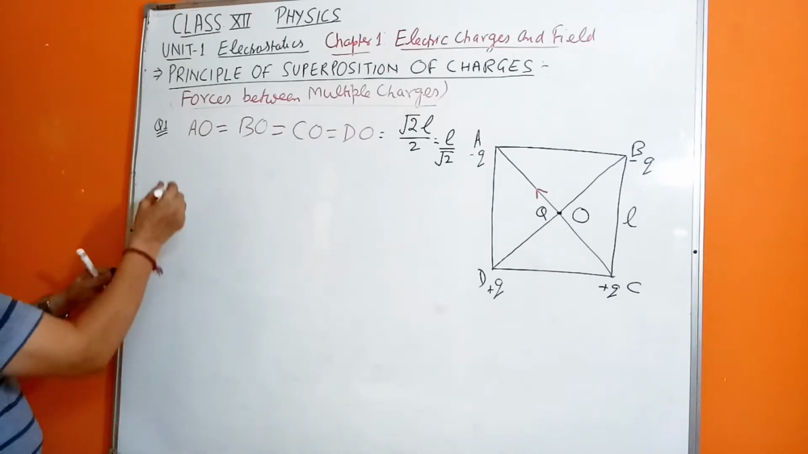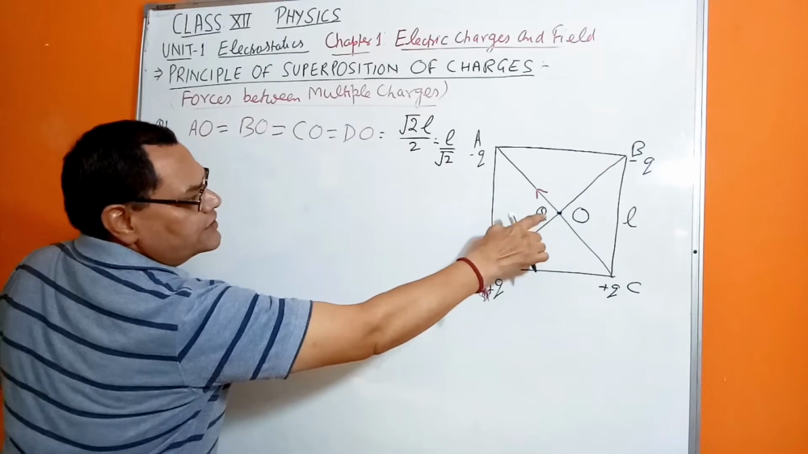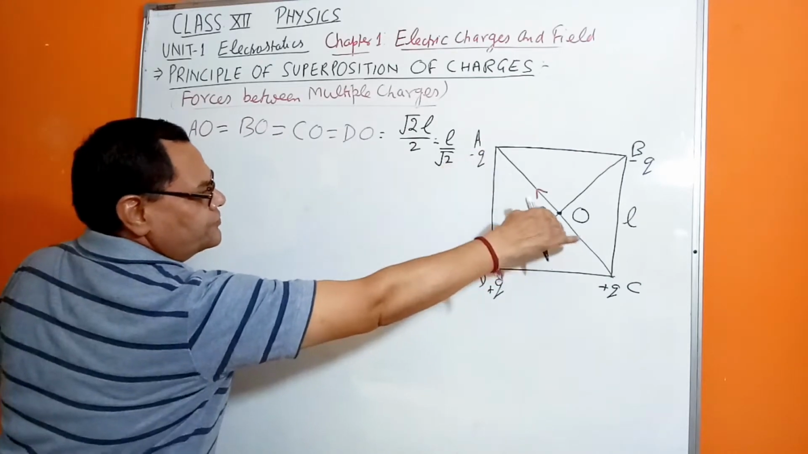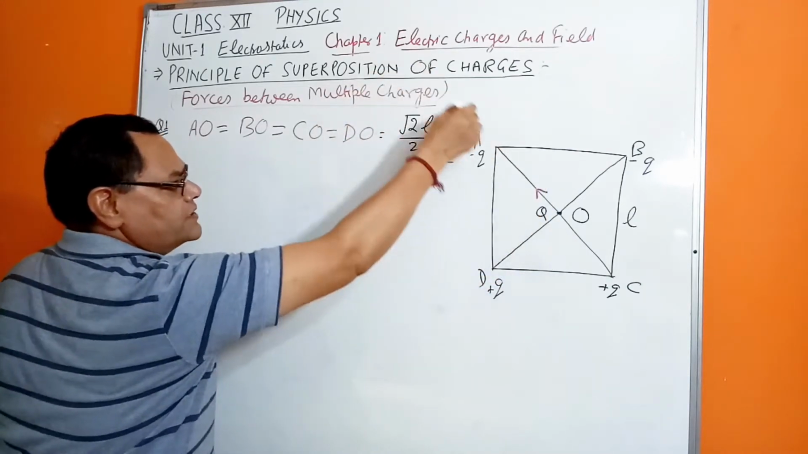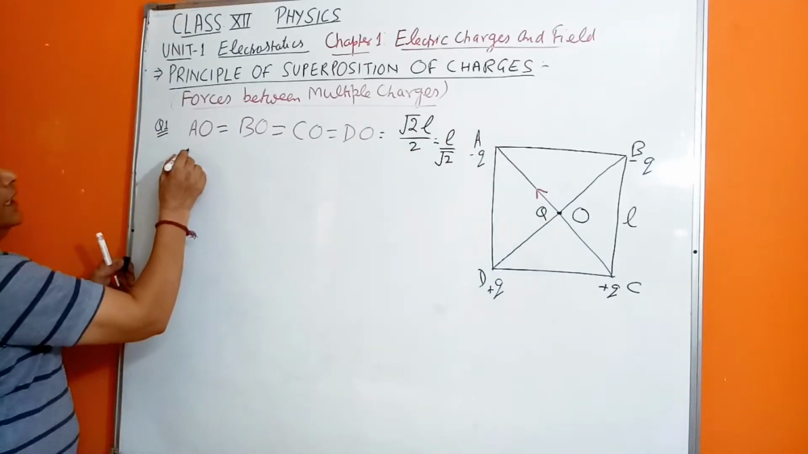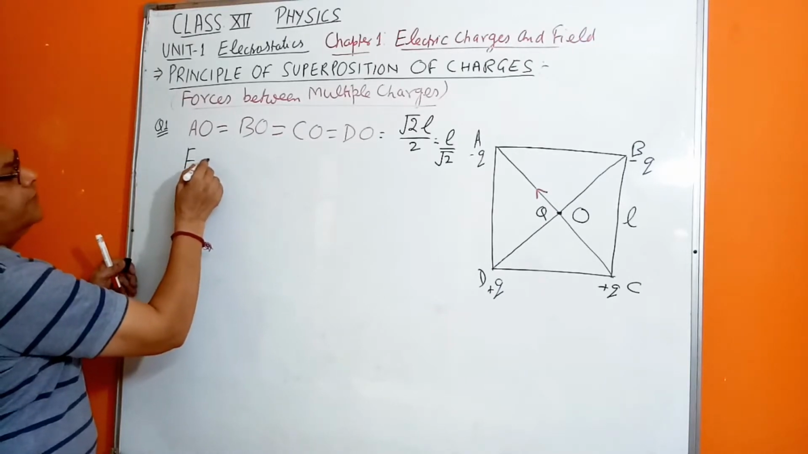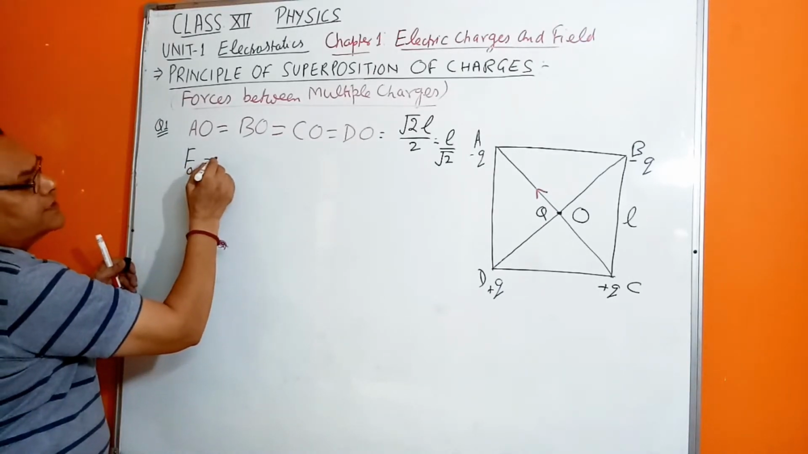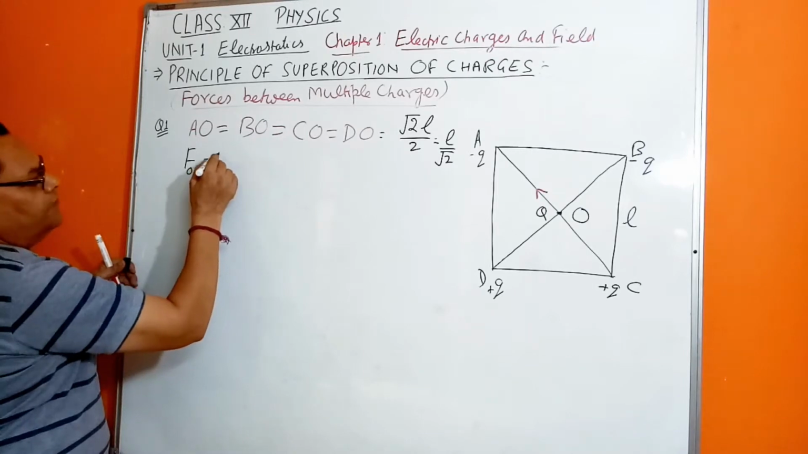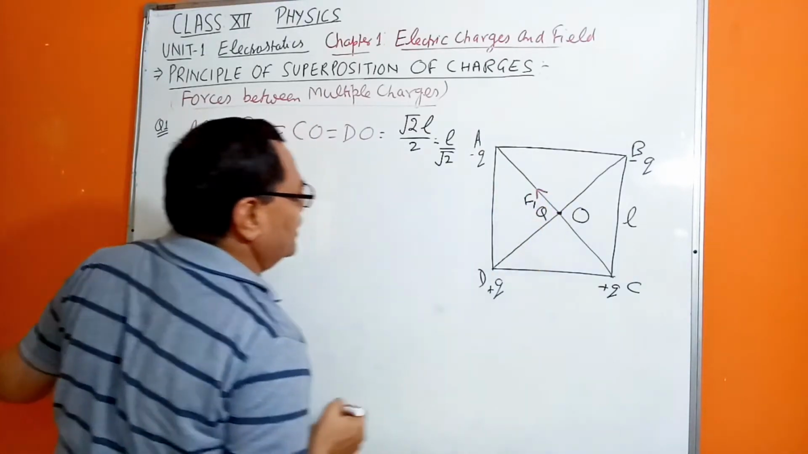So let us find the force between A and O. Because this is positive and that is negative, it is a force of attraction, so the force is acting this way. So FOA, and for the time being, let us put it as F1.